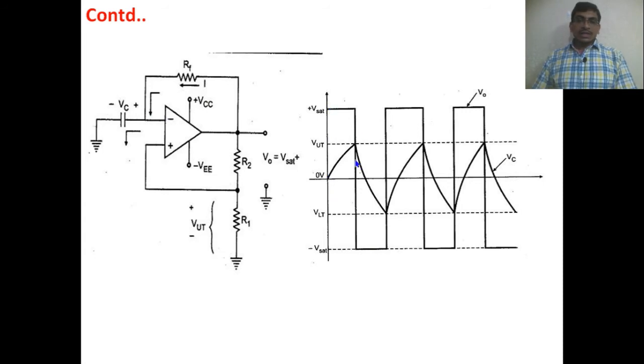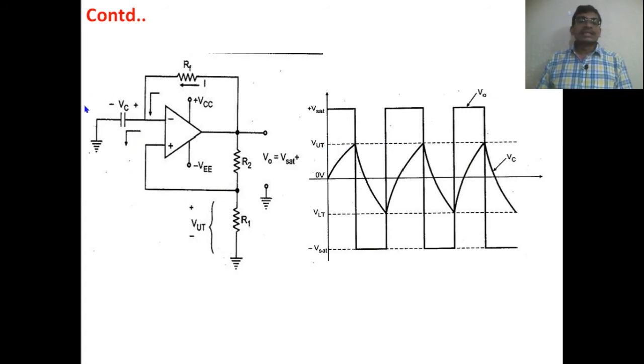So when the output is at the plus V saturation level, what happens? The capacitor will start charging towards the plus V saturation, from 0 to plus V saturation, and this op-amp is working like a comparator. Here, one of the reference voltages is the voltage across R1, which is VUT, equal to plus V saturation into R1 by R1 plus R2. Okay, here is the VUT level.